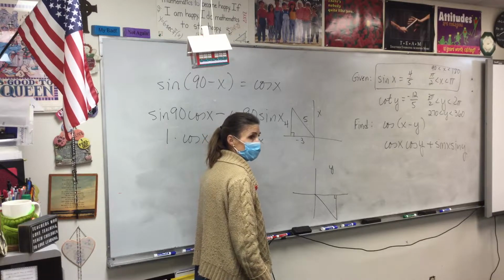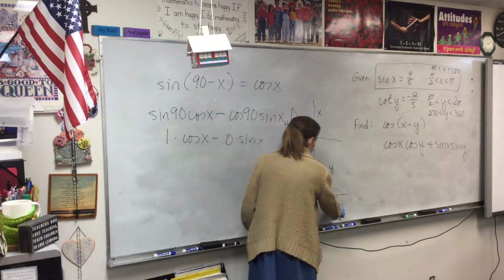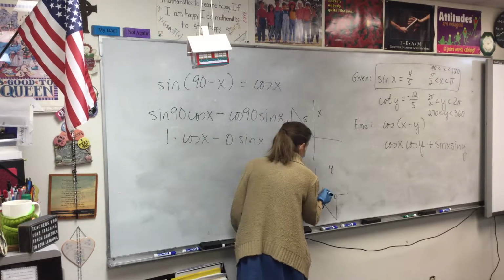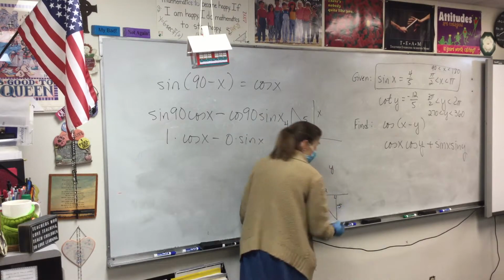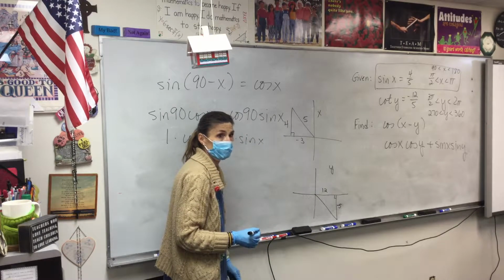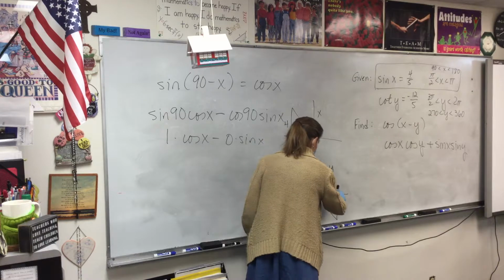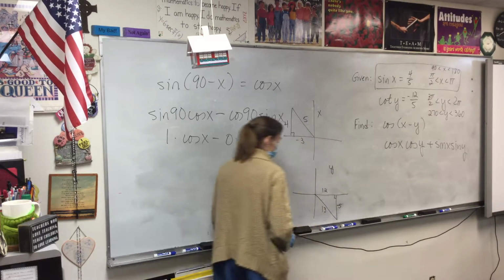So, adjacent over opposite. Even though I wrote -12/5, the 12 is positive and the 5 is negative. Would you agree with that? Pythagorean theorem would say 13.